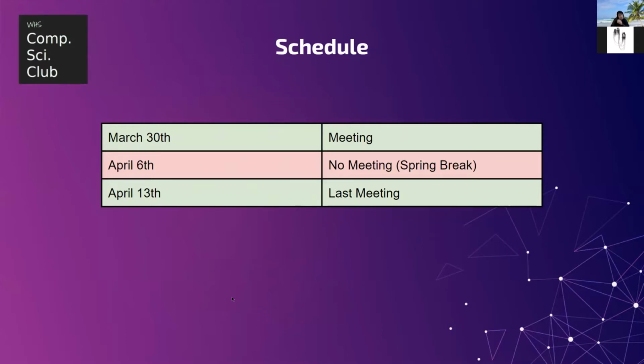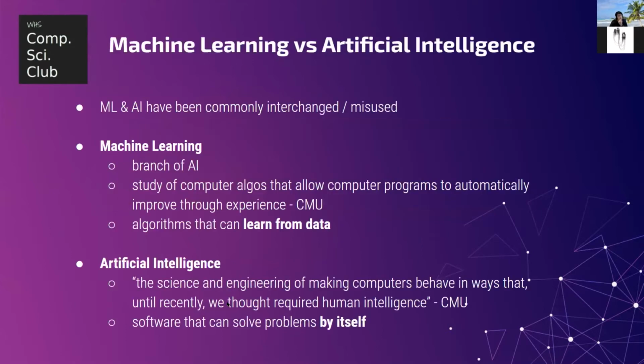All right, so without further ado, we're going to get right into it. We're going to quickly review what we went over last week, so that'll be really quick. But the most important part on this side is machine learning and AI. The big difference is that machine learning is basically algorithms that can learn from data, and AI is software that can solve problems by itself.